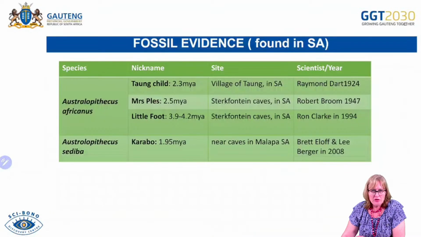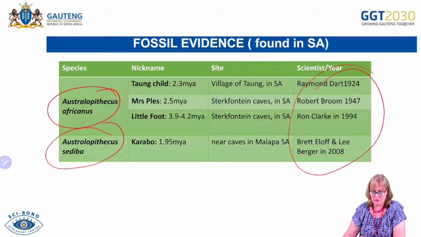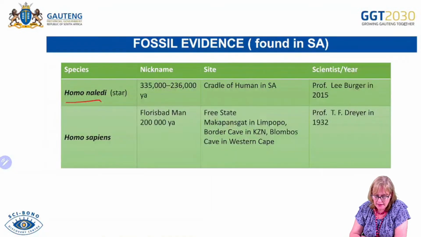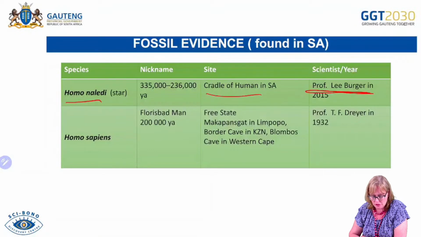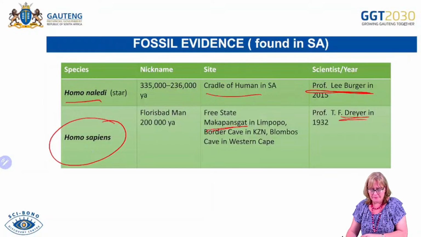Right, then you need to know, people, you need to know the fossils of South Africa. Right, this is very important. Africanus, Stonechild, Mrs. Ples, Littlefoot, Karabo, Sediba, who found them? Right, it's very important. Naledi, where was it found? Who found it? Lee Berger, he found 2 of the big fossils. Homo sapiens, who found it and where? And remember, this is now very old Homo sapiens. It's not like we're going to the cemetery now and digging up graves. It's very old ones, fossilized.